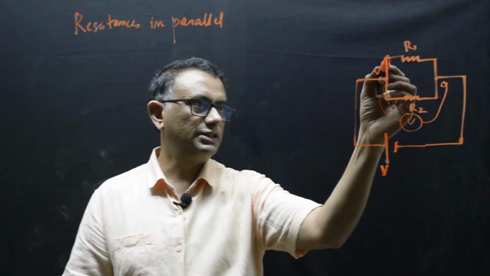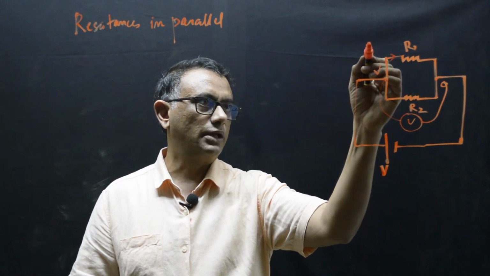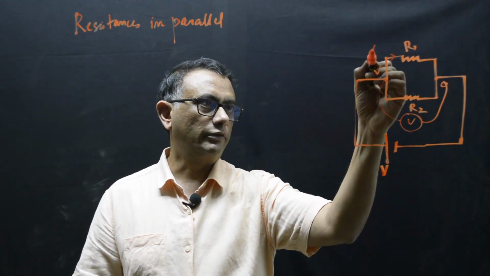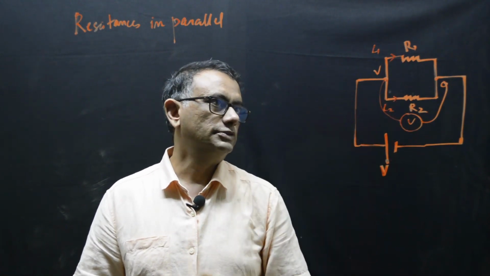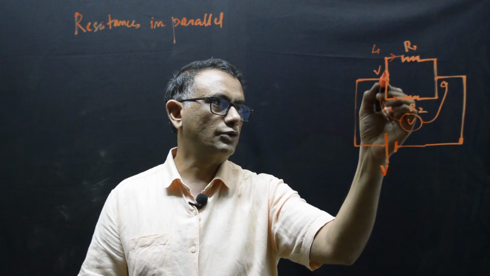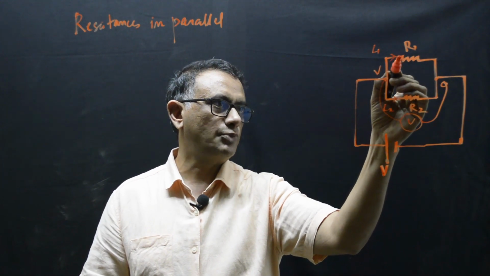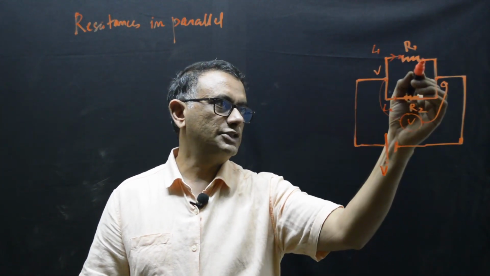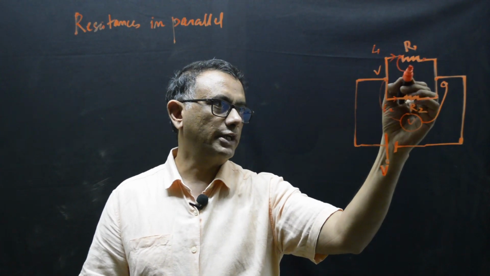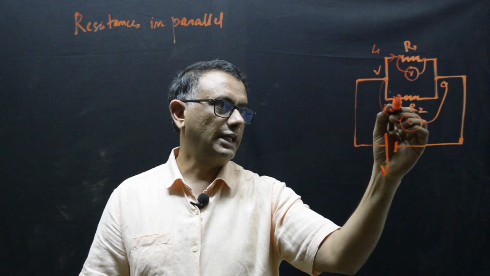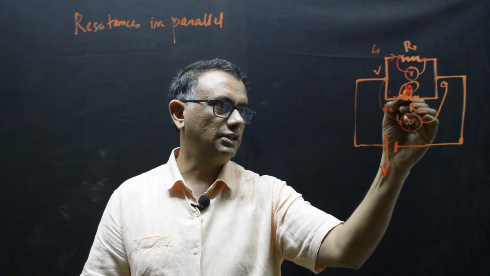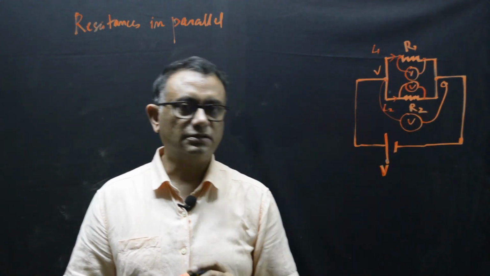Now let's examine this, which we can call limb 1 or arm 1. And this is our limb 2 or arm 2. There is no resistance from here till here. That means this point is also at V and this point is at 0. So if you connect a voltmeter here, that too will read V. Likewise, if you connect a voltmeter here, that too will read V.